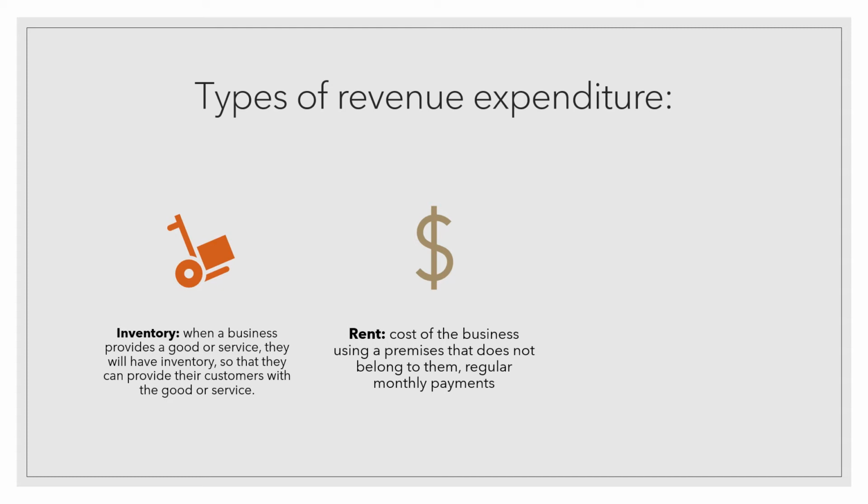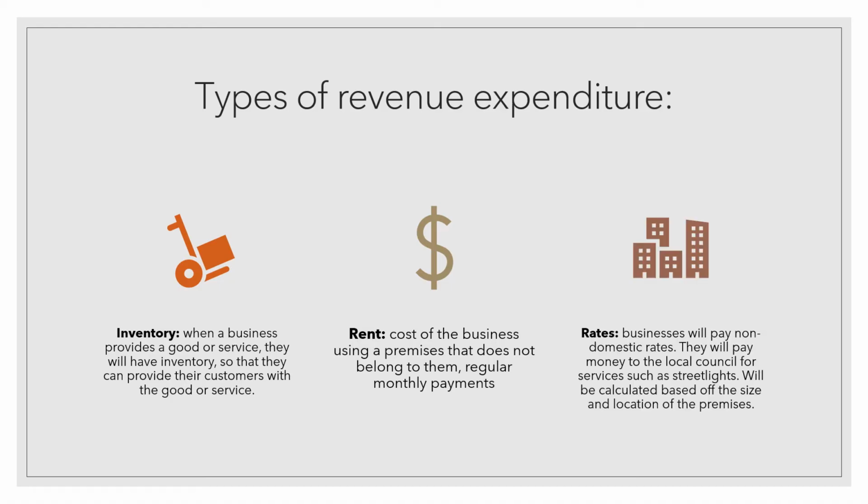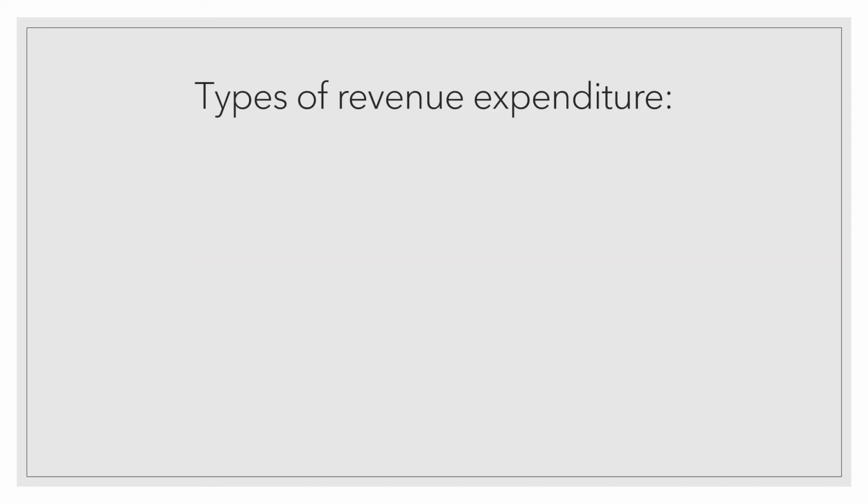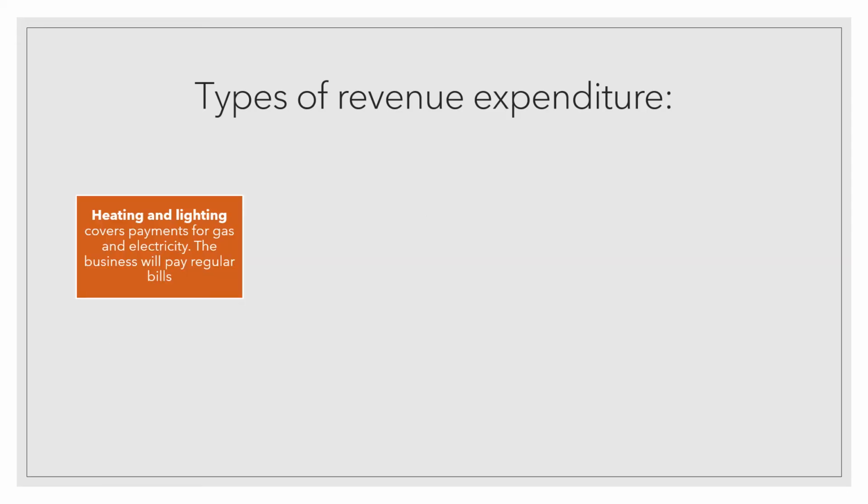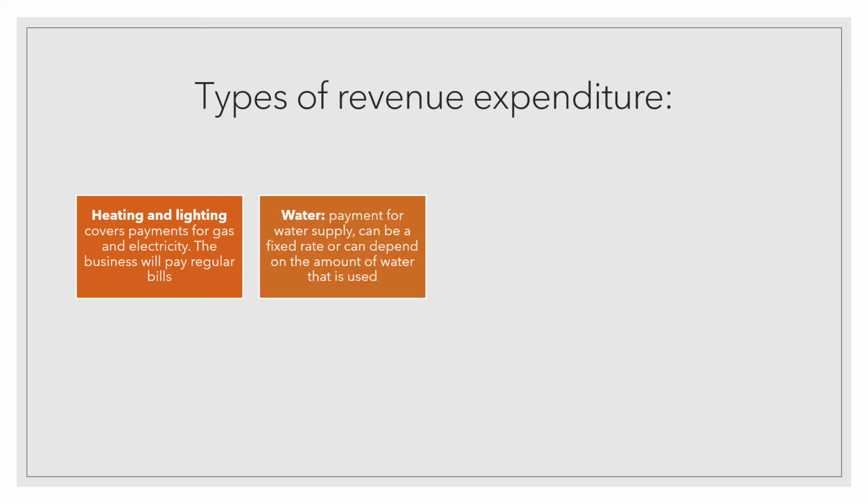Then there's rent. That's the cost of the business using a premises that doesn't belong to them. So then they're going to pay regular monthly payments. There's rates. So businesses will pay non-domestic rates. They're going to pay money to the local council for services such as streetlights, and that will be calculated based off the size and the location of the premises. Then there is heating and lighting. Heating and lighting covers payments for gas and electricity, and the business will pay regular bills. Then there is water. Payment for water supply can be a fixed rate, or it can depend on the amount of water that is used.